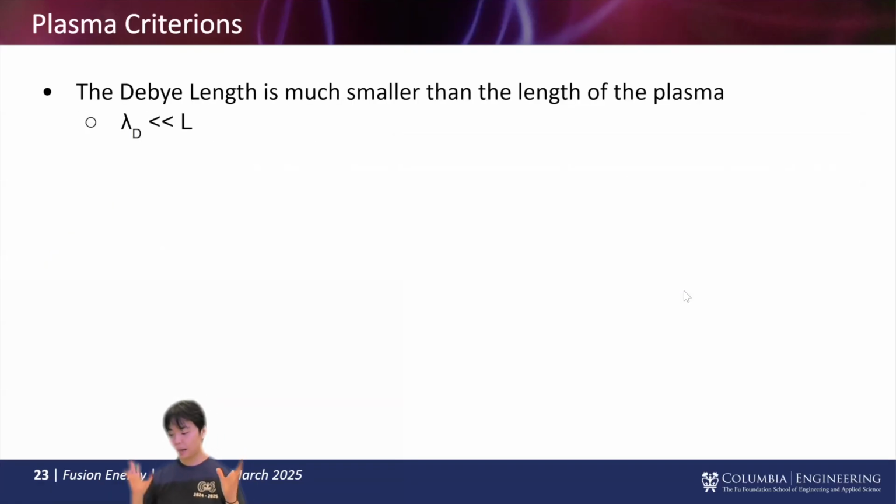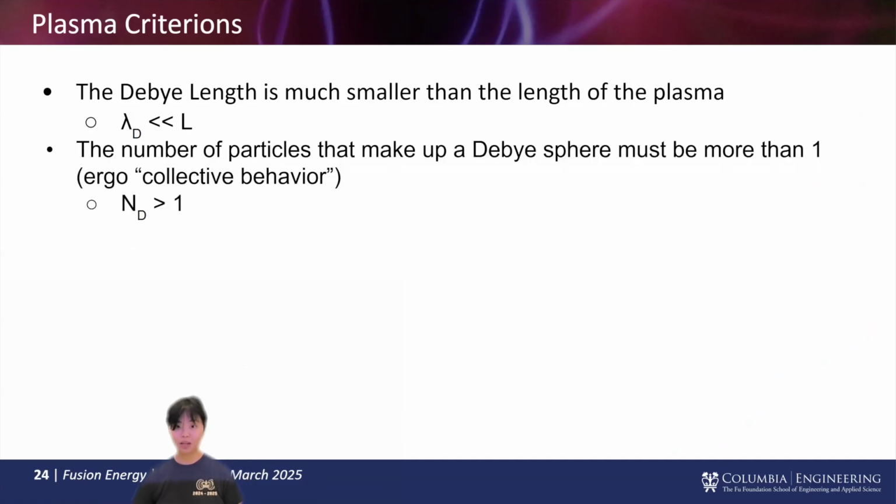So there are 3 important criteria that Francis Chen uses to properly diagnose a plasma. First, a plasma has to have a Debye length that is much smaller than the length of the plasma, or lambda D is much less than L, meaning that this Debye length can't be bigger than the size of your plasma. That makes sense. Second, the number of particles that make up a Debye sphere must be more than 1. That makes sense, right? You can't just have 1 particle making up a Debye sphere. It's very many particles reacting and forming the sphere, ergo collective behavior, right? All these charges moving together at once.